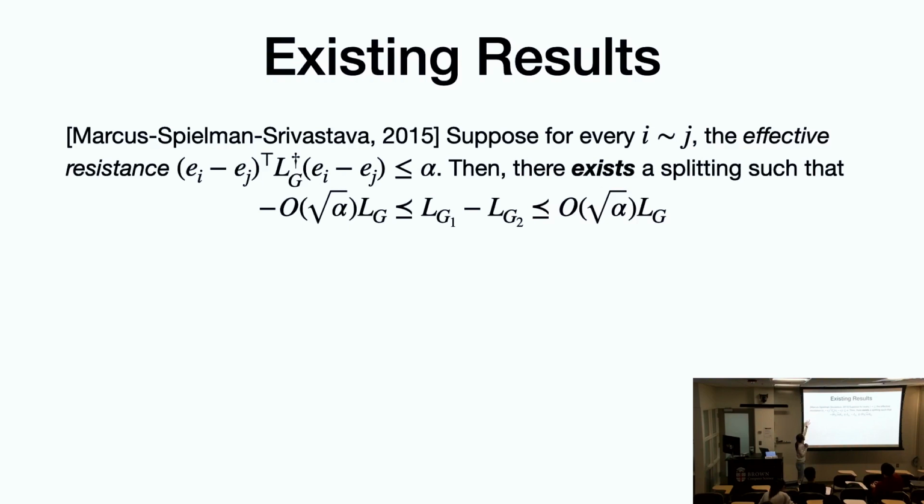So here, the effective resistance between I and J is this quadratic form of EI minus EJ and the pseudo inverse of LG. Or you could think of the whole graph as an electrical network where each edge is a resistor with resistance 1. Then this number is really the effective resistance between I and J.